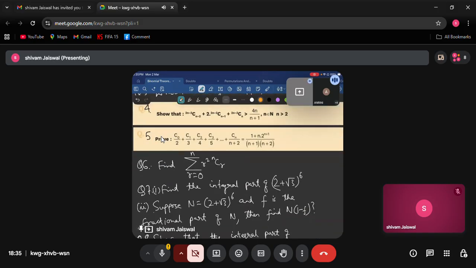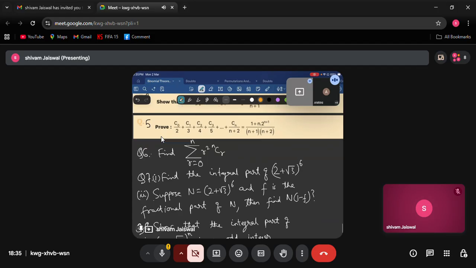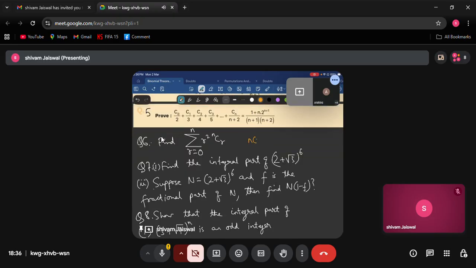Number five is also a proof problem. Anyone having any doubt? Five, six. I'm writing down the answers. If there's anyone having any doubt, you can ask me now. Number six, summation of r square into nCr. The answer is n into n plus 1 into 2 to the power n minus 2.